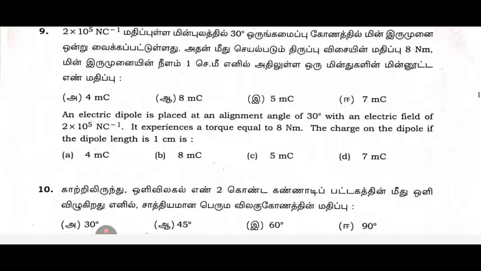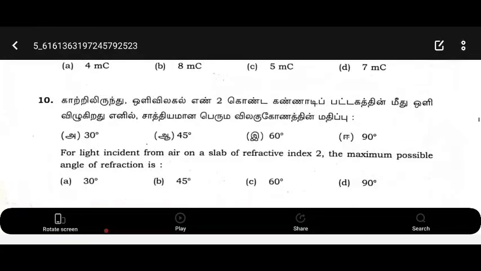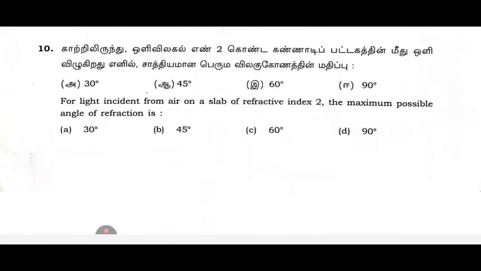Ninth one, an electric dipole is placed at an alignment angle of 30 degree with an electric field of 2 × 10^5 NC^-1. It experiences a torque equal to 8 Nm. The charge on the dipole, if the dipole length is 1 cm, is dash. Tenth one, for light incident from air on a slab of refractive index 2, the maximum possible angle of refraction is dash. 11th one, light transmitted by Nicol prism is unpolarized, partially polarized, plane polarized, or elliptically polarized.